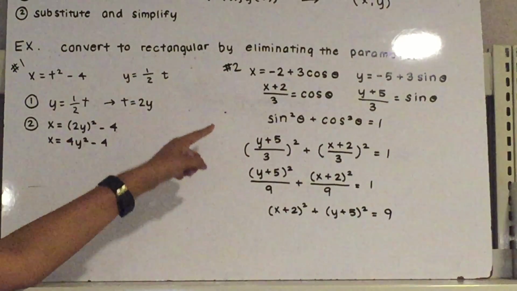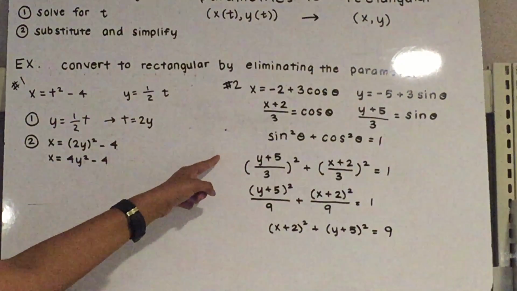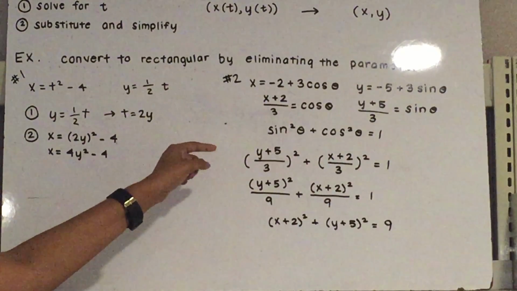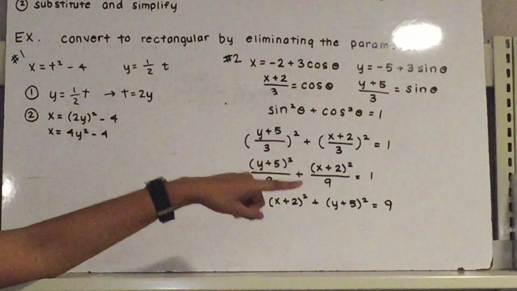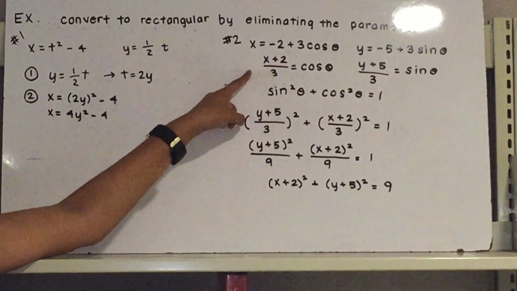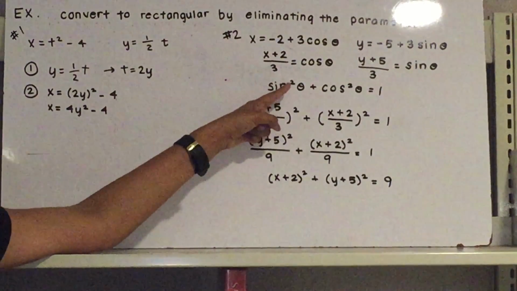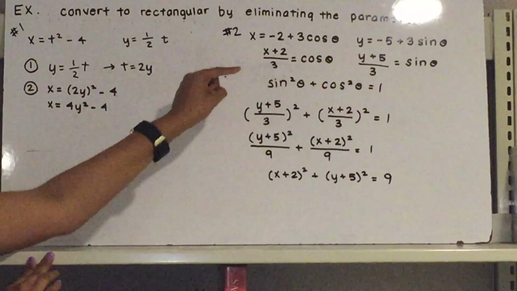For the second example, you have x equals -2 plus 3 cosine theta and y equals -5 plus 3 sine theta. The first thing you want to do is you want to isolate cosine theta and sine theta. So if you add 2 and divide by 3, you get (x plus 2) over 3 equals cosine theta, and (y plus 5) over 3 equals sine theta.